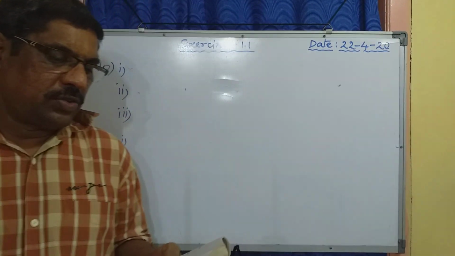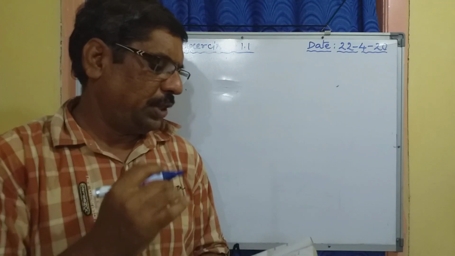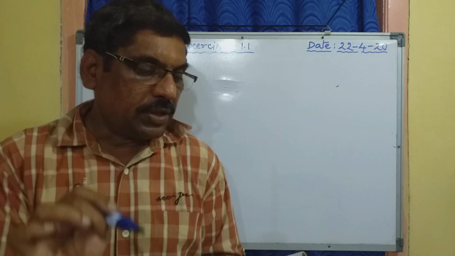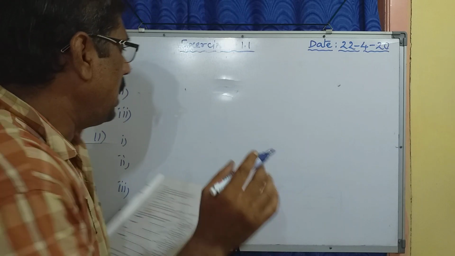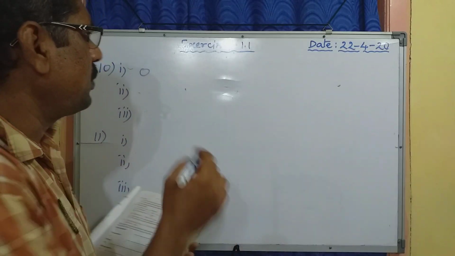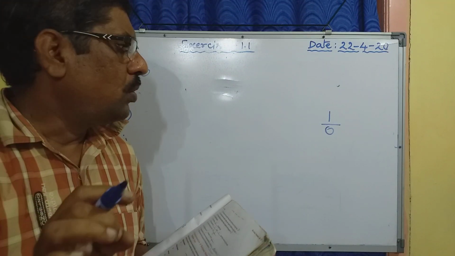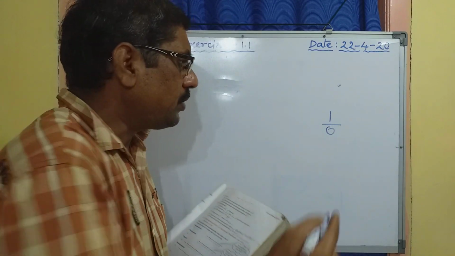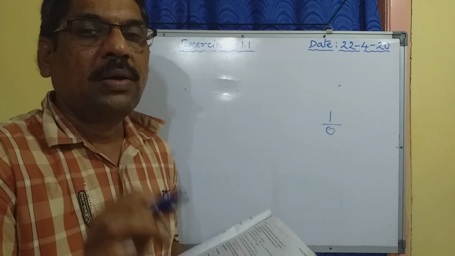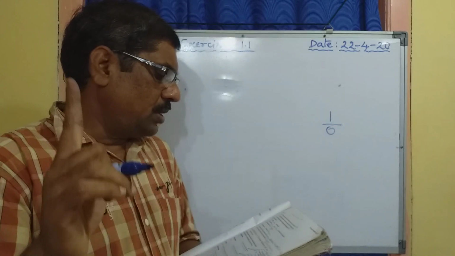Now let us answer the one word answer questions given in the 10th Roman. The first one: the rational number that does not have a reciprocal. The answer is 0. Okay, 0 has no reciprocal. Why? Because if you write it as 1 by 0, 0 should not be in the denominator. 1 by 0 does not exist. Something by 0 is never defined. So 0 has no reciprocal. That is the answer for the 10th Roman first one.